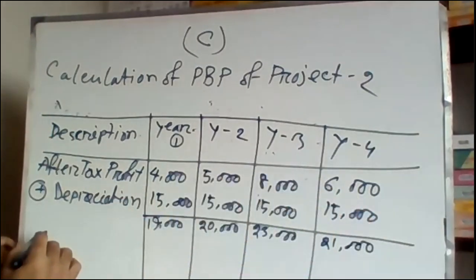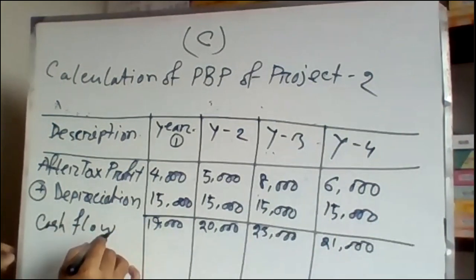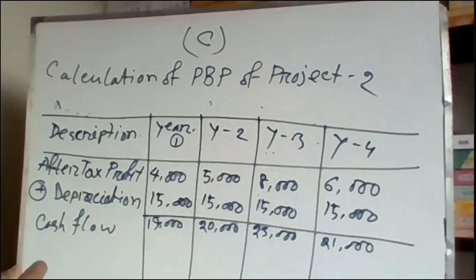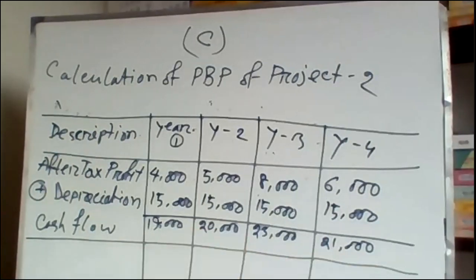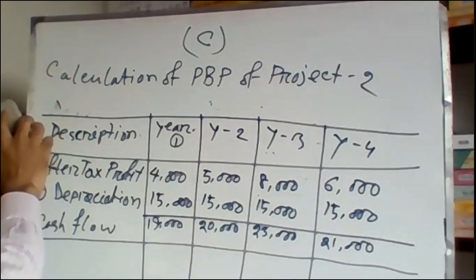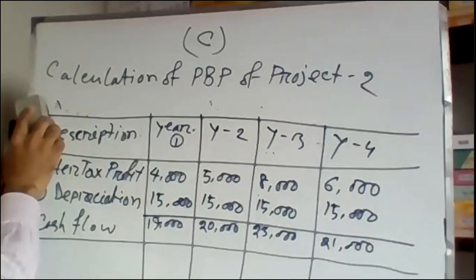Cash flow. Yes sir, everything is visible. Now, after depreciation is added, we got the cash flow. Using this cash flow, we have to calculate the NPV. Can I erase? Have you written? Yes sir. Now, we have to erase the table.